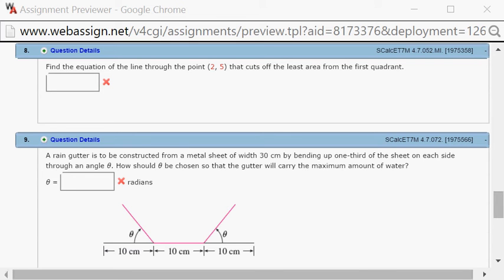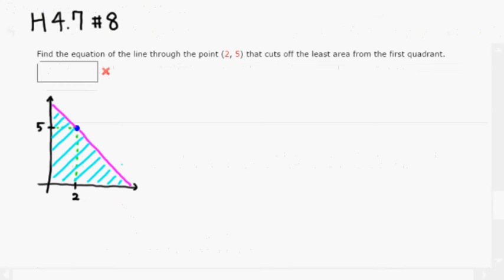Alright, let's look at homework 4.7, problem number 8. We want to find the equation of the line through the point (2, 5) that cuts off the least area from the first quadrant. Alright, so let's do that. I already drew the picture.